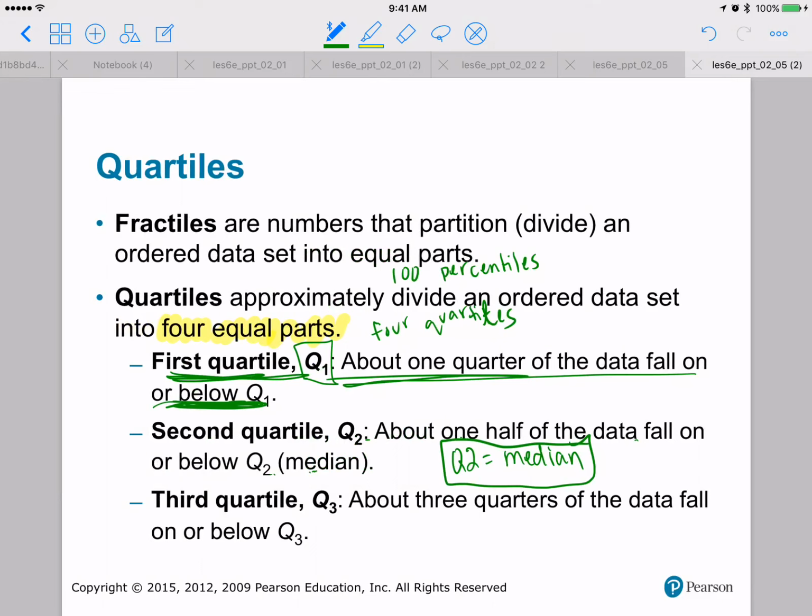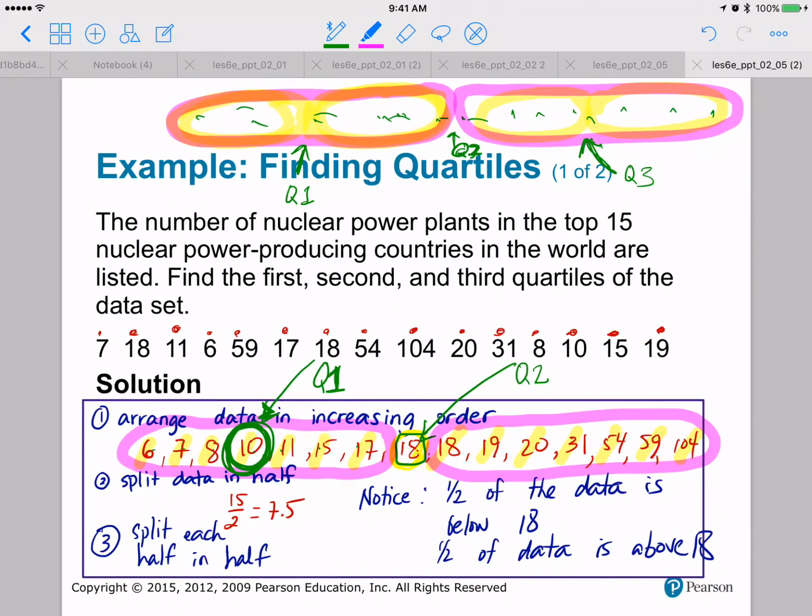Going back, notice how it says in our definition that we're working with about a half, about 3/4, about 1/4. Because you might have a data set that doesn't split evenly into 4 groups. So that's why these are, in some sense, estimates. So we've got Q1, we've got Q2. Now the last thing I need to do is figure out Q3, which is the median of the top half of my data set. And that looks like 31. So this is my Q3.